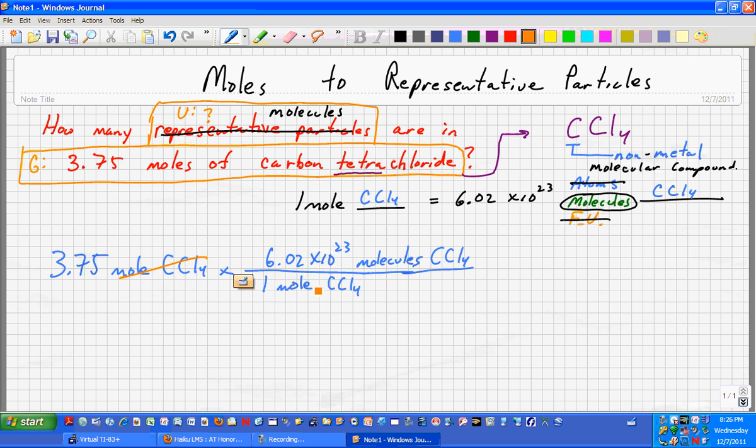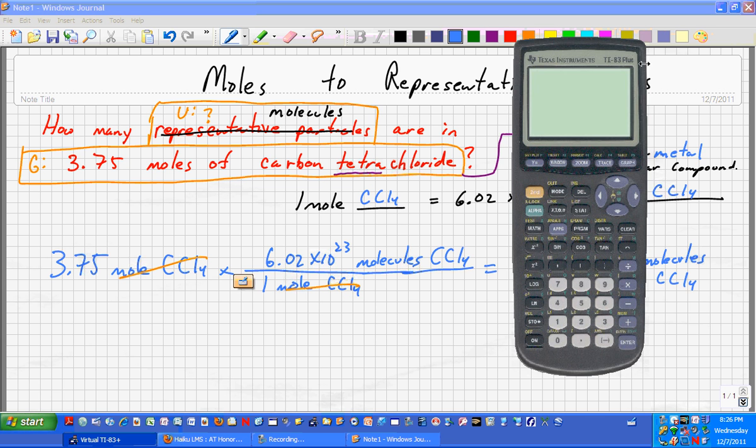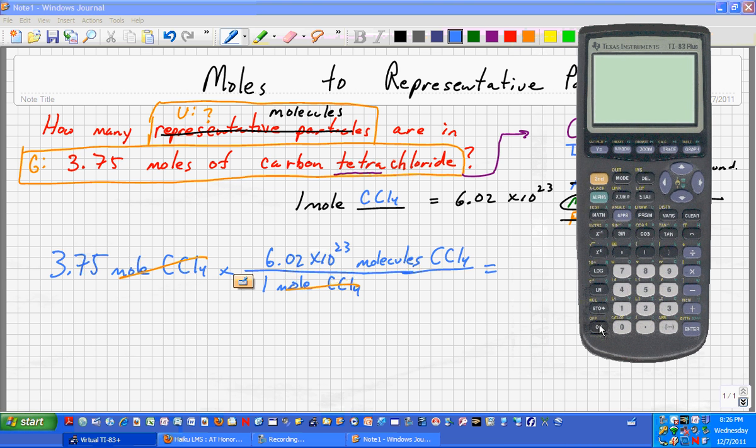So I can see that these cancel out, which leaves me with molecules of carbon tetrachloride, which is what I was looking for. All I need to do now is get a calculator and calculate this out. So I've got 3.75 times 6.02 E23, and I hit enter.